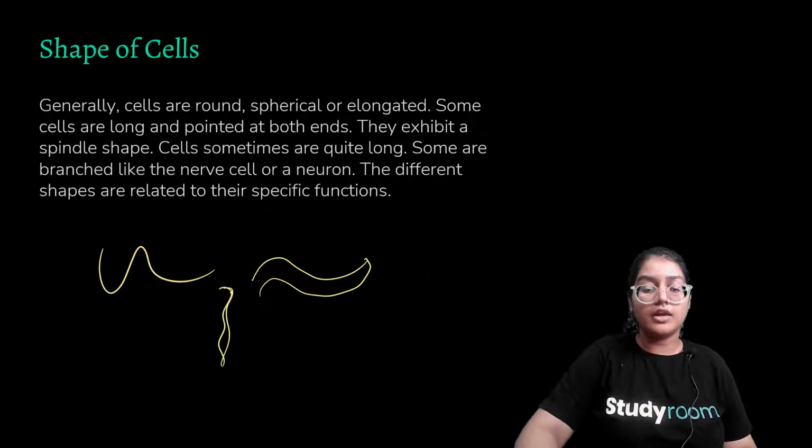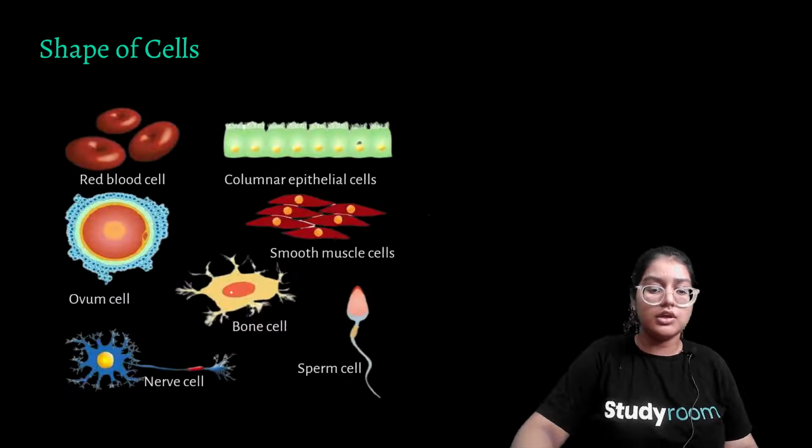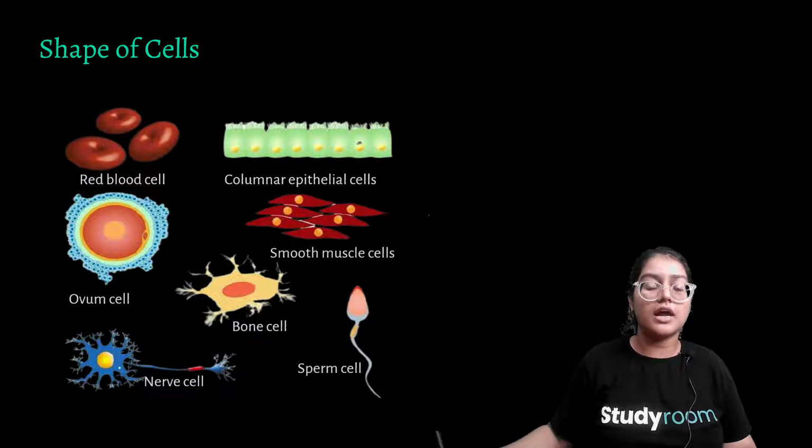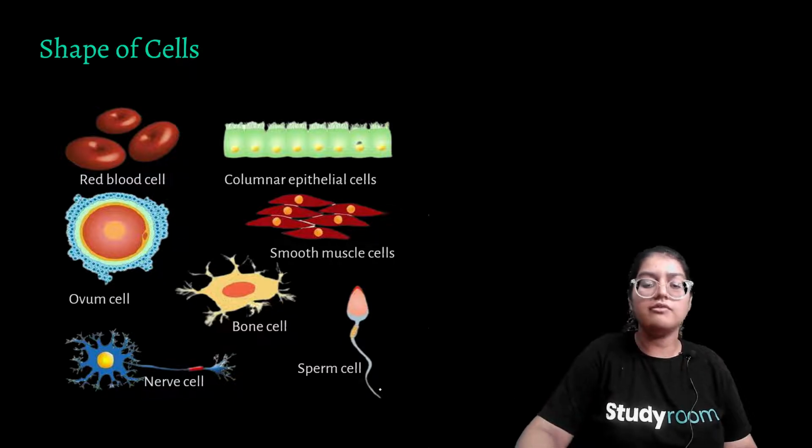Every organism has different cells, and cells are categorized according to specific functions. You can see RBCs have a donut, concave shape. Columnar epithelium has a rectangular shape. Ovum is circular. Bone muscle has dendrites and is irregular. Nerve cell is the longest. It has dendrites and even an axon tail. The sperm cell has a flagella-like structure. So everything varies.